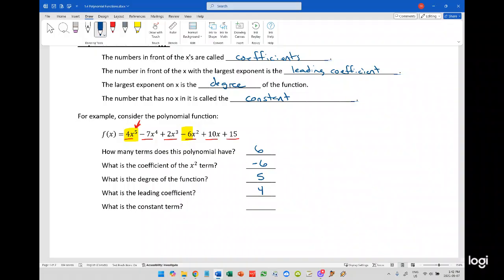And the constant term, that's the one at the end. That's the one with no x in it, because it will always be 15 no matter what x is. Whereas, say, for instance, the term before it, the 10x, that term will be equal to 20 when x is 2, and 50 when x is 5, and 100 when x is 10. So it's not constant.